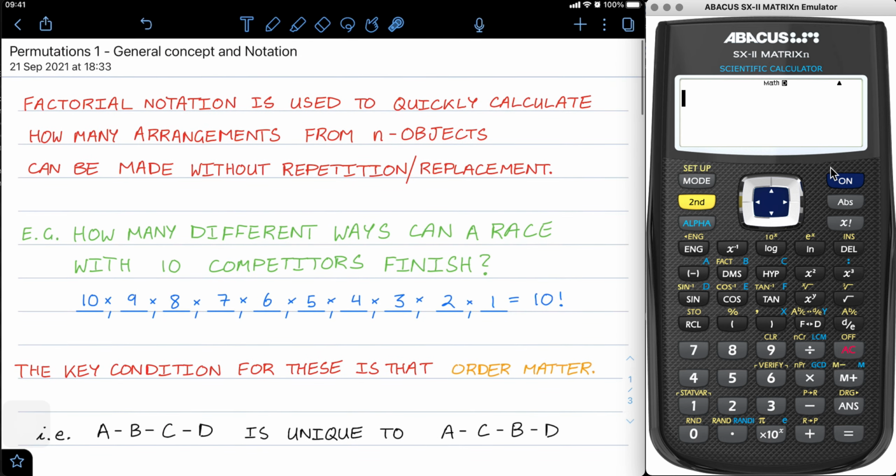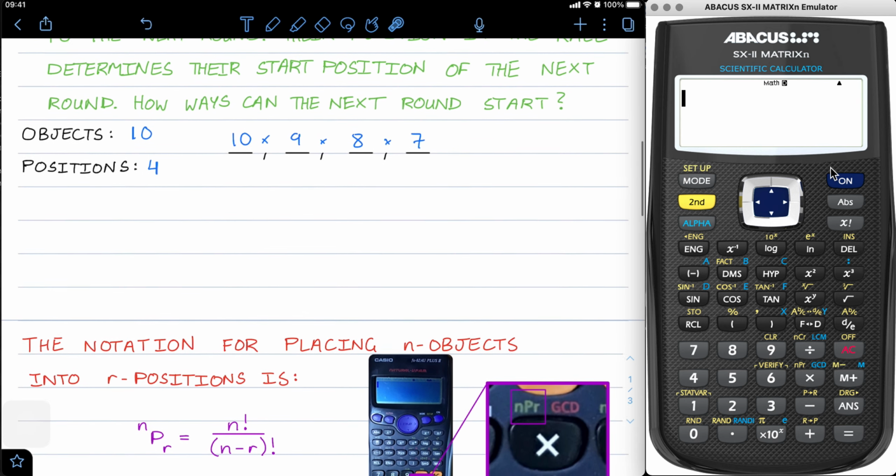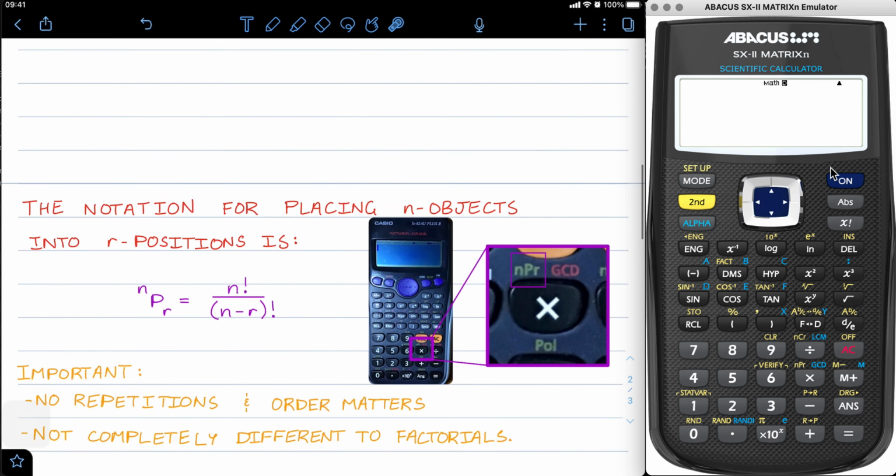Well, as we saw, there's an easy way to represent what we're showing here. The notation for placing n objects into r positions is called P for permutation: nPr. N is the total number of objects we can pick from. R is the number of positions we want to place them in. We can summarize this as n factorial over n minus r factorial.